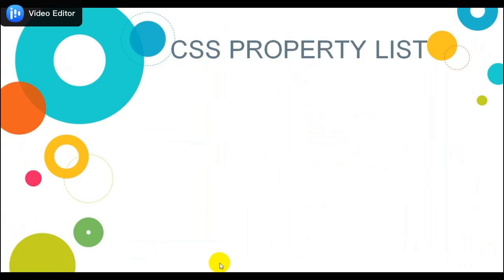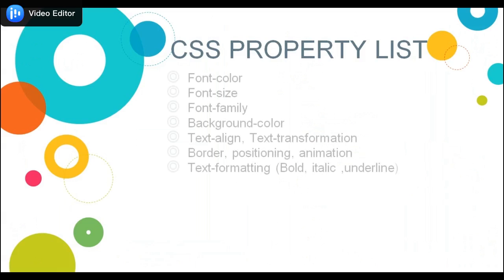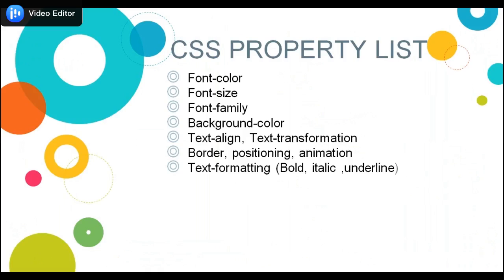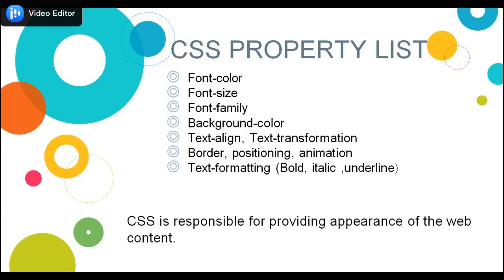Now let's see some of the basic properties which are available for styling purposes. Here are listed some of the CSS properties. First one is font color, font size, font family, background color, text alignment, border, positioning of the content, animation effects, and we can also make the content bold, italic and underlined. With the use of CSS selectors, we can apply all this style to the web content. So with the use of these CSS properties, we can make the appearance of the web page good.